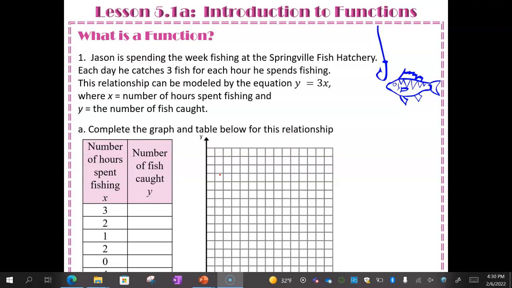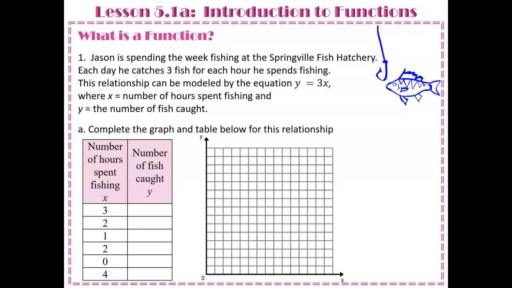All right, this is lesson 5.1a. It's an introduction to functions. This first problem says that Jason is spending the week fishing at Springville Fish Hatchery. Each day he catches 3 fish for each hour he spends fishing. This relationship can be modeled by the equation y equals 3x, where x is the number of hours spent fishing and y is the number of fish caught.